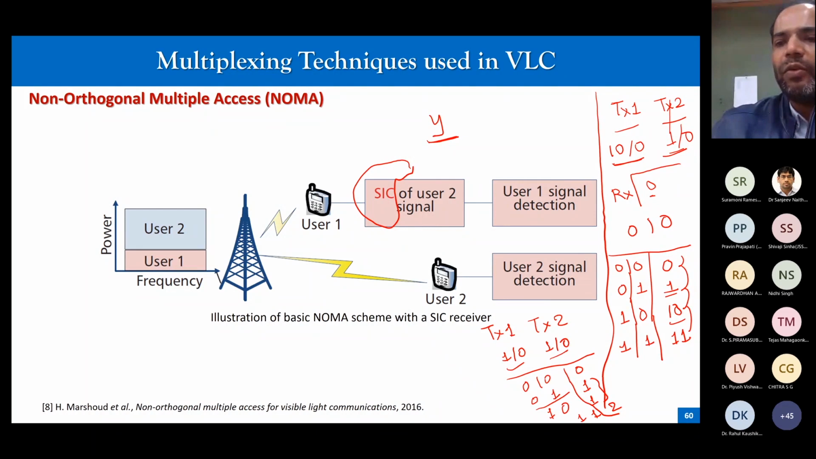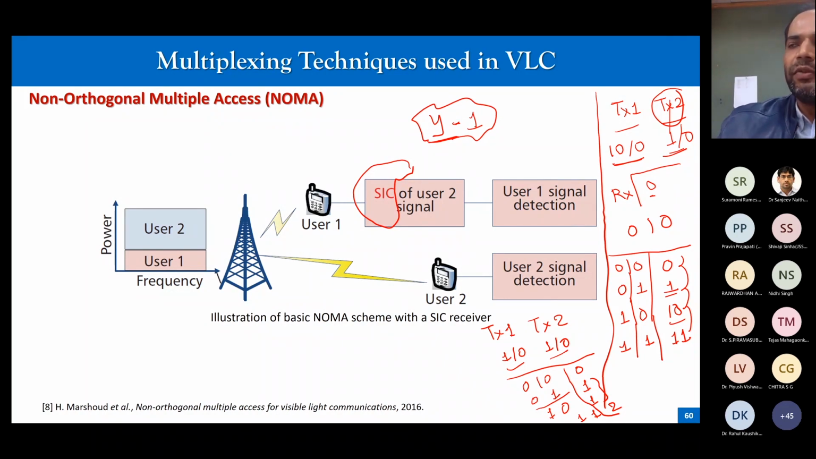Let us say I go with user 2 first. So this transmitter, I'm trying to decide, and I have decided what it has transmitted. Let us say we have decided that it has transmitted 1 after looking at Y. So you would subtract out 1, and you will look at this signal Y minus 1, and then you will decide what transmitter 1 has transmitted. So this is the idea behind successive interference cancellation.